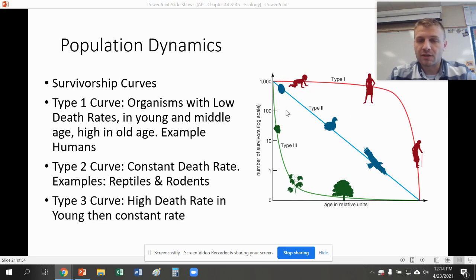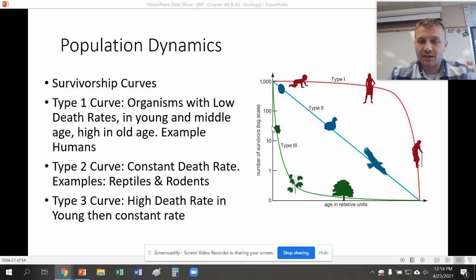In type 2, you have this constant death rate where it's going to be equal death throughout the lifetime of that organism. Type 3, this is when you have high amounts of death in the beginning, and then you have lower amounts, constant throughout the rest of the life here.